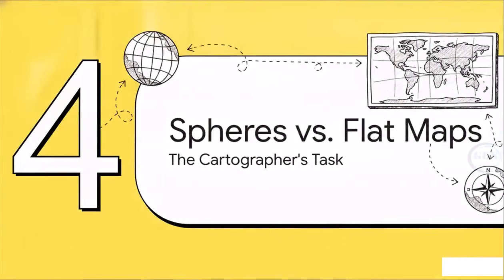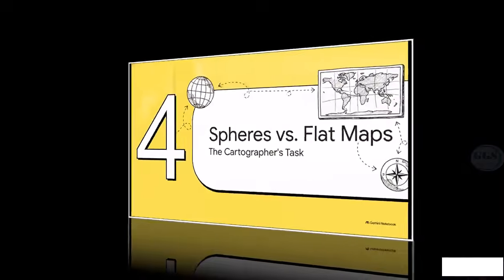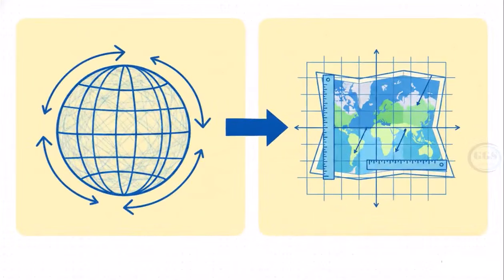Section 4. Spheres versus flat maps. So here's where we hit the grand challenge of cartography, taking a round Earth and putting it on a flat screen. Geographic coordinate systems are 3D spherical models that measure things in degrees of latitude and longitude. But when you want to lay that out flat, you have to apply a projection to create a 2D projected coordinate system. This completely shifts your measurement units from degrees over to linear units, like meters or feet, using a flat grid of northern and eastern coordinates.